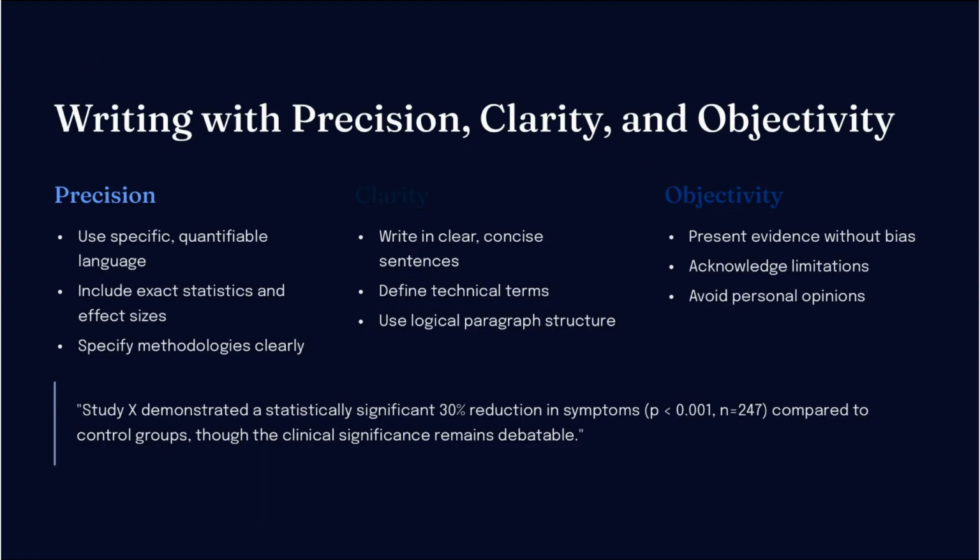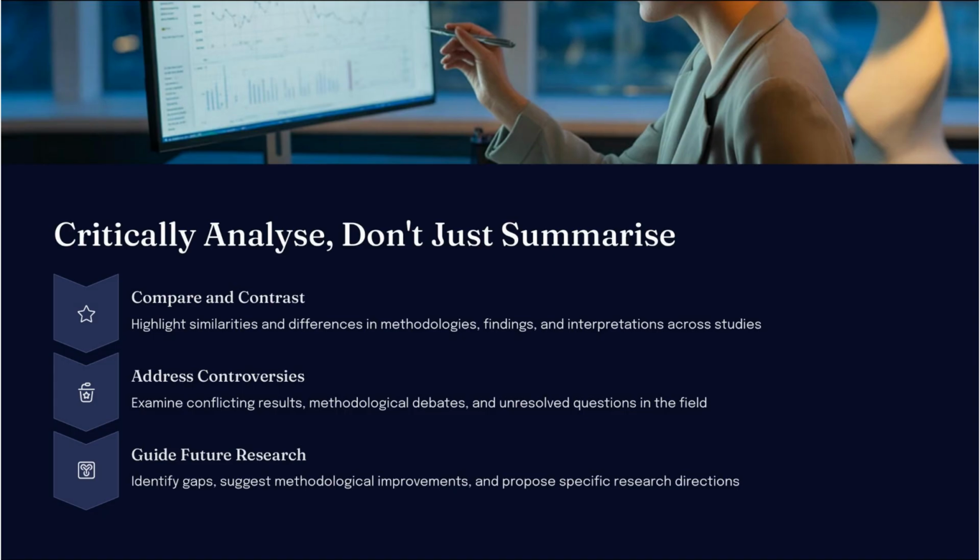Precision in writing involves using specific quantifiable language, such as exact statistics and effect sizes. Clarity requires concise sentences and defining technical terms. Objectivity demands presenting evidence without bias and acknowledging limitations. For instance, study X showed a 30% symptom reduction, p < 0.001, n = 247, yet its clinical significance is debatable. Critically analyze by comparing methodologies, findings, and interpretations across studies.